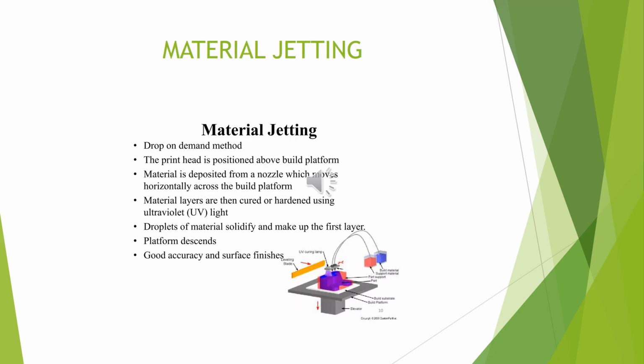Material jetting. Material jetting includes the drop-on-demand method. The print head is positioned above the platform. The material is deposited from the nozzle. The material layers are then cured and hardened using ultraviolet light. The droplets of material solidify and make the first layer. Later on, the layers are built one on one and the part is produced. It gives good accuracy and surface finish.